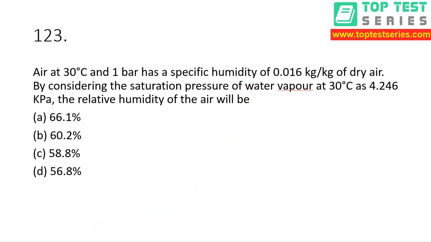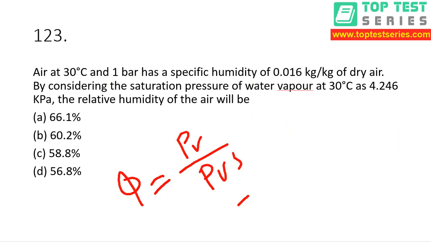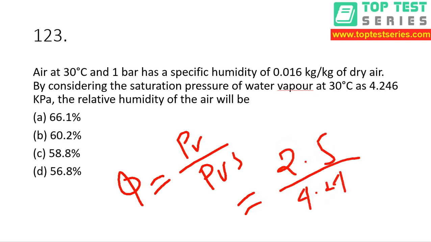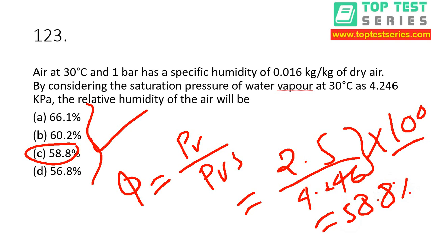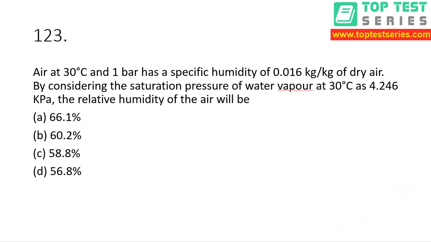If PV is equal to 2.5 kilopascal, we can easily find phi is equal to PV by PVS. PV is what, my dear? 2.5, and PVS is 4.246. Now my dear, again we need to use the calculator for ease of calculation, so that I can tell you the correct answer. The answer we are getting is nearly equal to 58.8%, because we have to multiply that value by 100 to convert it into percentage, that is the standard protocol. So my dear, option C is the correct answer for this question.